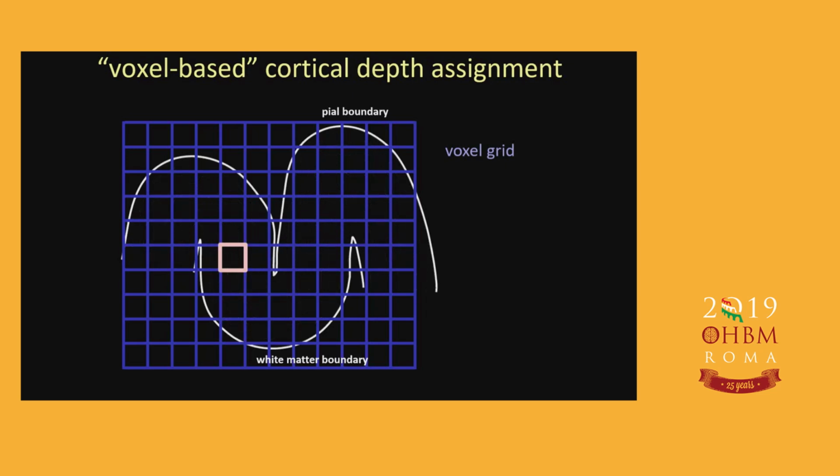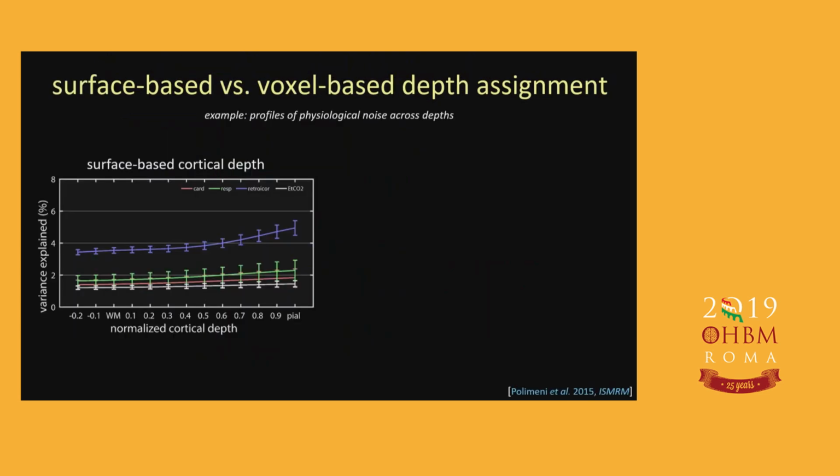So we can simply do away with these intracortical surfaces, calculate each voxel centroid in 3D, and then calculate the distance of that voxel centroid to the bounding surfaces of the cortex in order to assign to each voxel a cortical depth. So here are the differences that we see between so-called surface-based cortical depth profiling versus the proposed voxel-based cortical depth profiling. This is a fun example in which we're looking at physiological noise across depths.